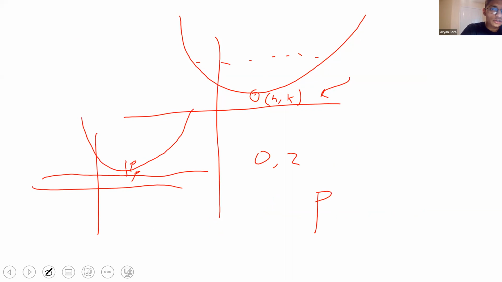And basically, a really cool property of the parabola is that if you draw a line from the focus to any point on the parabola, then drop a perpendicular from this point to the directrix, these lengths will always be equal.